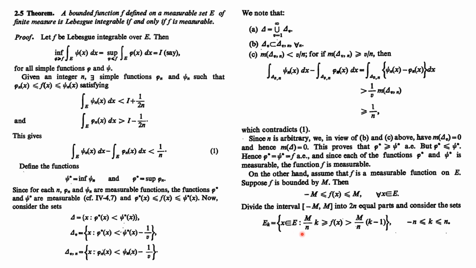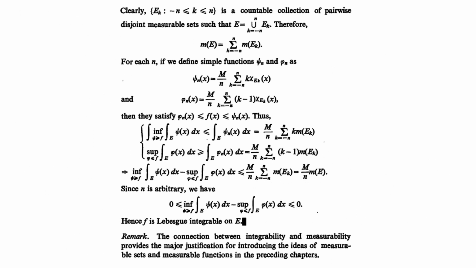Okay, so when you take k to be 0, it is the set of all those x belonging to E where our f of x is lying between minus m by n to 0. Whenever k is 1, it is all those x belonging to E where f of x is lying between 0 to m by n, and so on. So clearly E k is a countable collection of pairwise disjoint measurable sets such that their union is E.